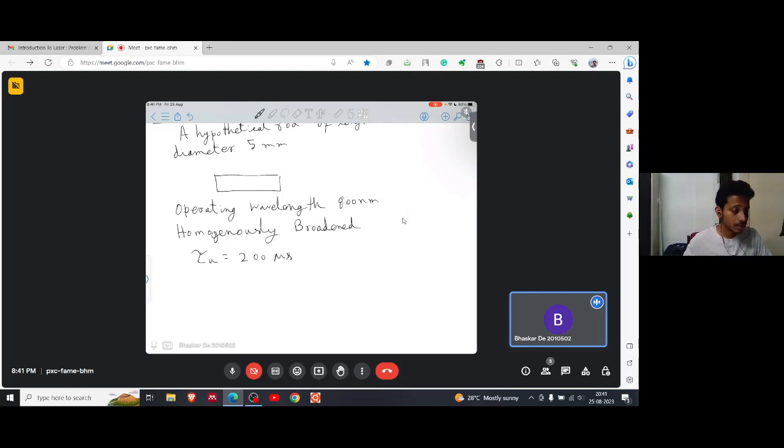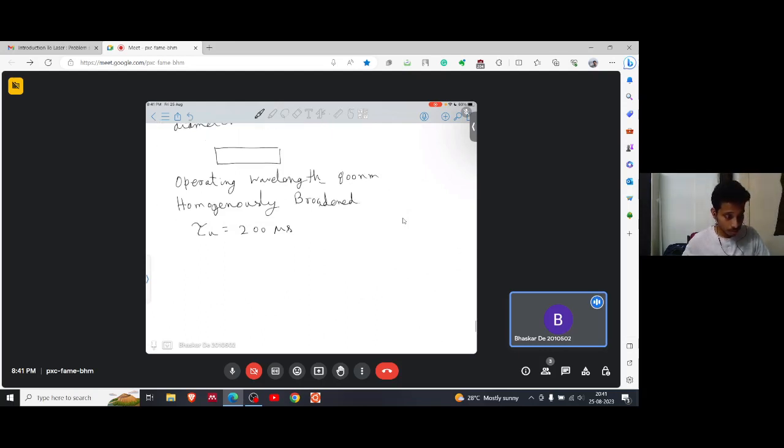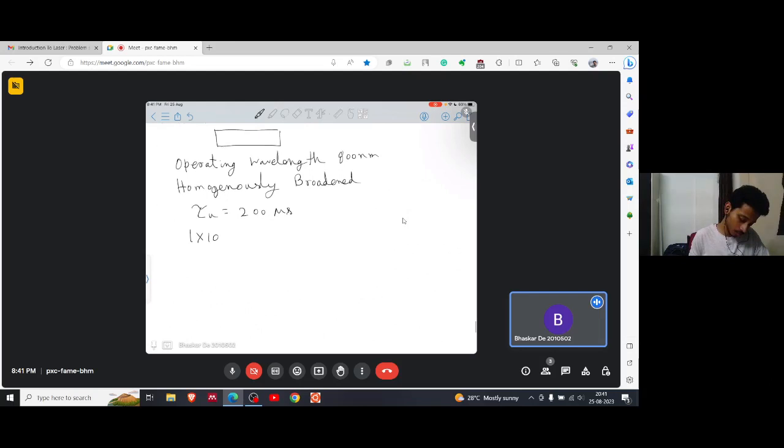Now the pumping flux is such that the laser is at threshold, and the population difference between the upper and the lower laser level for that condition is measured to be 1 into 10 to the power 26 per meter cube. What is the intensity of the laser at the output end of the rod? So this is a different problem, and the formula is discussed in the NPTEL lecture videos, not in the problem solving session. So I'll just use the formula.